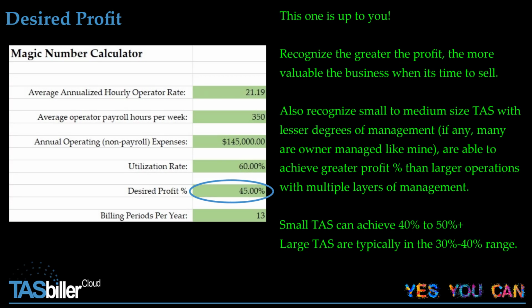The desired profit, for me in a small operation, I'm looking at 45–50%. I may exceed 50%. For those of you in a larger operation, you should still be in the 30 to 35 or 40% range.